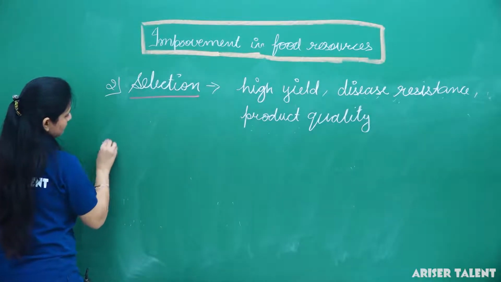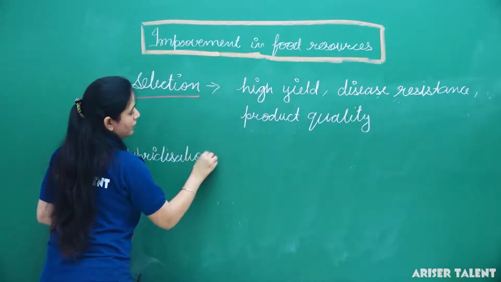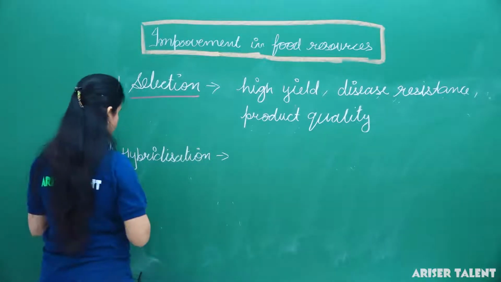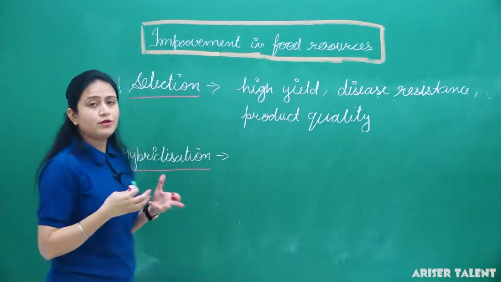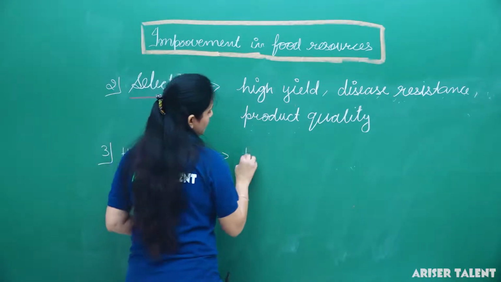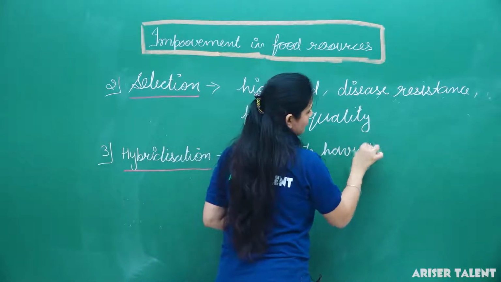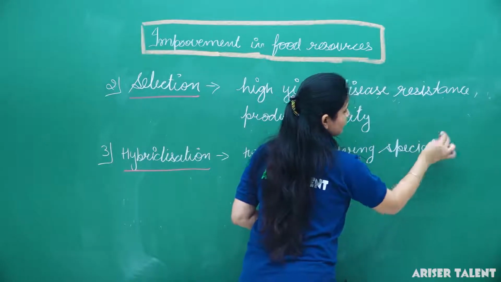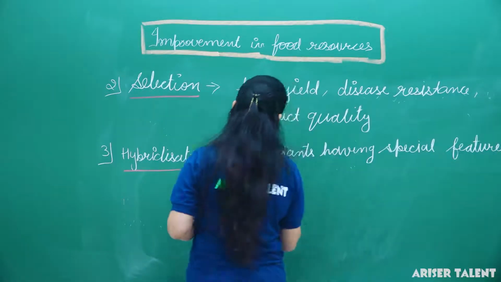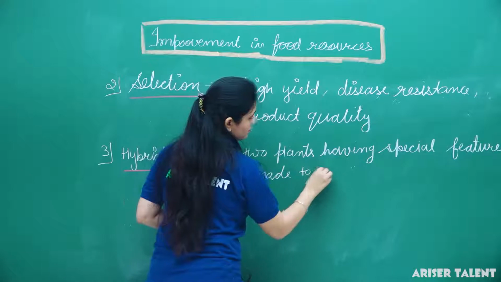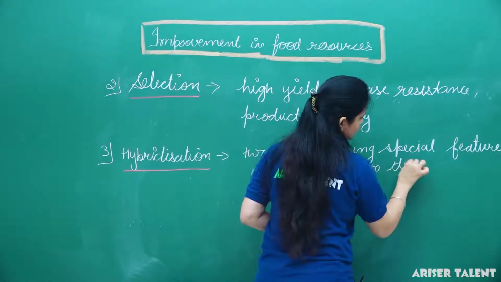Another one is hybridization. Generally, we use this method for crop improvement. This is the important method. In hybridization, generally two plants having special features are made to cross to develop seeds.